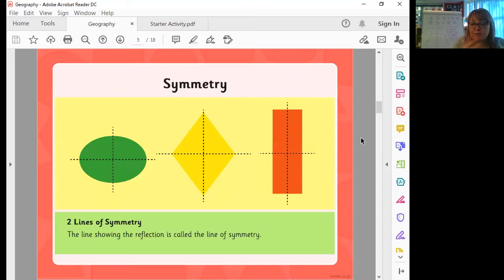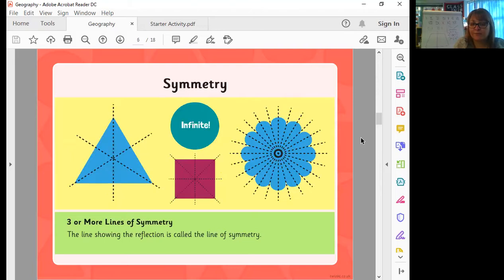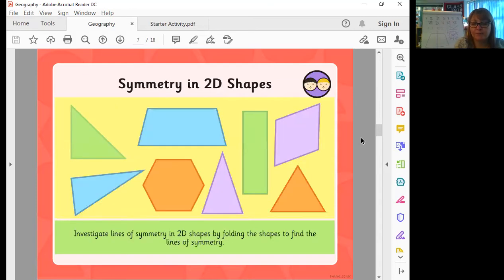Same again. Sometimes there's two lines. So these shapes all have two lines, one horizontal and one vertical. Sometimes they have three or more. All right, so you can see that these shapes have got more lines of symmetry. So you're going to investigate now using that folding sheet to see if you can find it. And when you come back, I'm just going to talk through a little bit more.